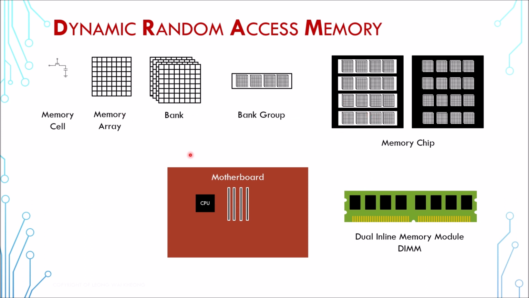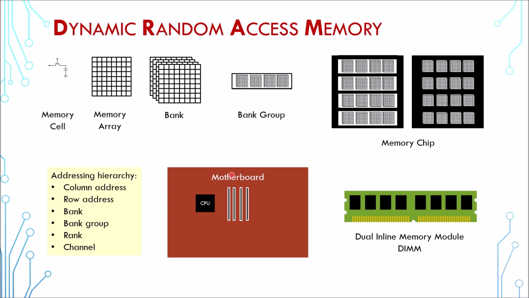This is a structural hierarchy view, and there is another way to look at memory system, which is from its addressing hierarchy. These are the terminologies used in addressing: column address, row address, bank, bank group, rank, and channel. Most of them are pretty straightforward. Let's say we want to access the data on address 0. We provide column address 0 and then row address 0, and now we can access this chunk of data.